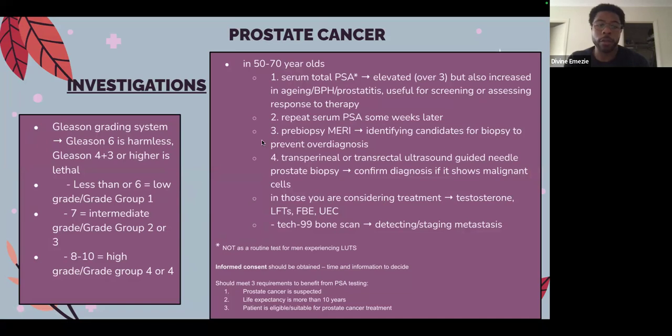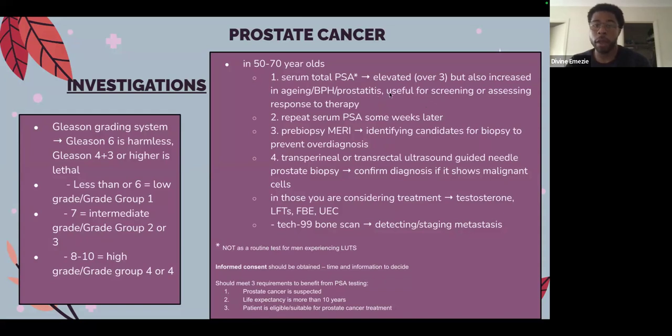But the reason I'm bringing this up is mainly to think about when we would order PSA testing in general. So you think prostate cancer is suspected, and if it's suspected, we can do something about it, and they're suitable for treatment. This is a lot of what you'd learn in screening topics that you've learned about in the past. It's really not a routine test for anyone, especially men who just happen to have hesitancy and stuff like that. So you do it if you think they have cancer.